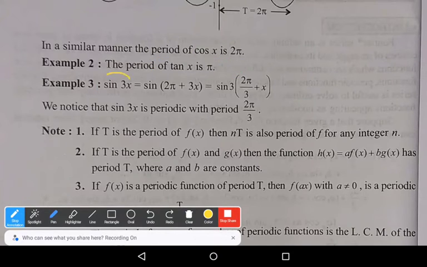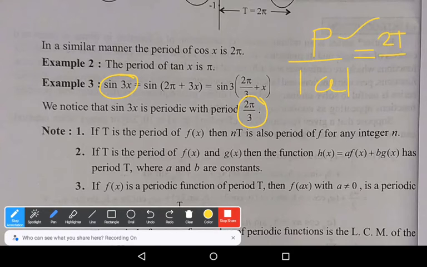And remember sin 3x. Suppose we assume sin 3x. The period of sin 3x: this is in the form of sin of 2 pi plus 3x. By taking 3 common, you get sin of 3 into (2 pi by 3 plus x). Therefore, the period is 2 pi by 3. In other words, the period of sin of ax is p by mod a, where p represents the period of sin x, which is equal to 2 pi, and a is the x coefficient. So we get 2 pi by 3.